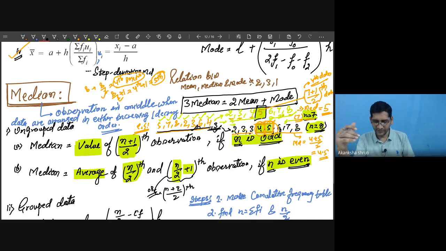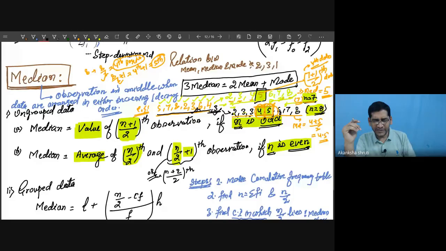What that cumulative frequency is, we will also see. So the very first step for grouped data, means when the data is given in tabular form, is that we need to first calculate or draw their cumulative frequency table. That is the first step. Draw the cumulative frequency table. And how many observations are there? That is obtained by just adding all the frequencies, or this will also be the last term of your cumulative frequency.